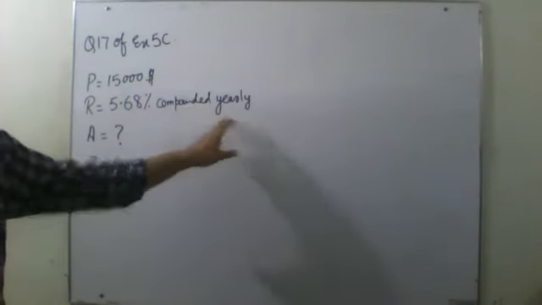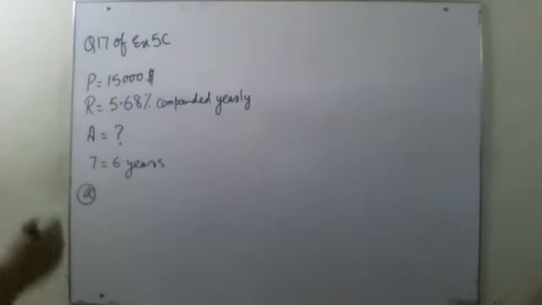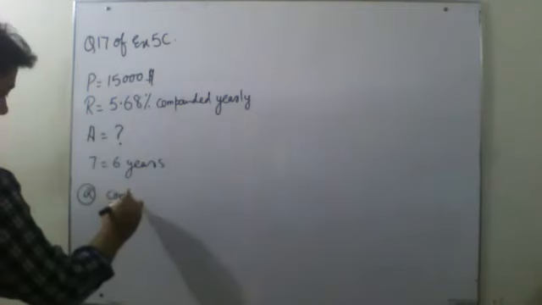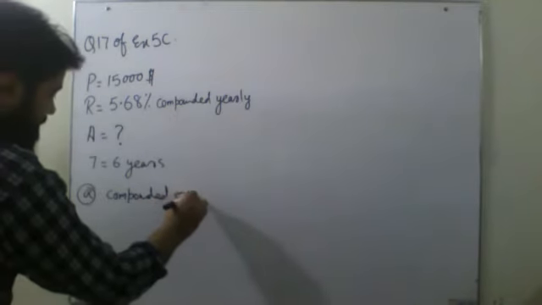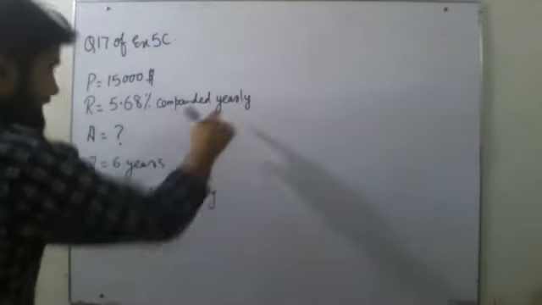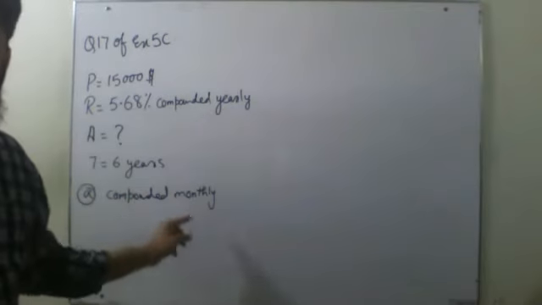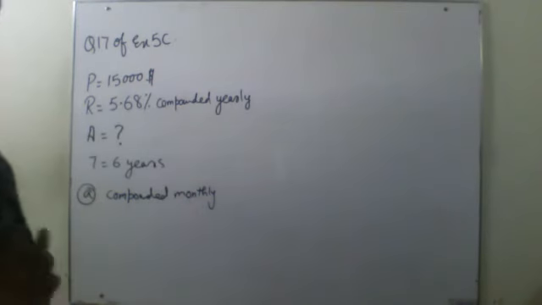compounded yearly, that is the interest rate given, but there is another thing. It is given that interest is applied compounded monthly. Okay, it is a 1-year interest, but it is applied on a monthly basis. So how will you solve this? That's the most important part.